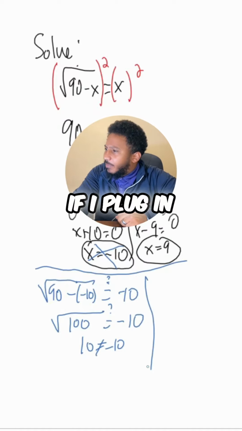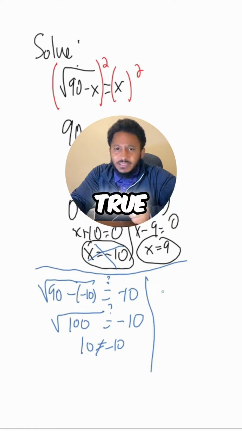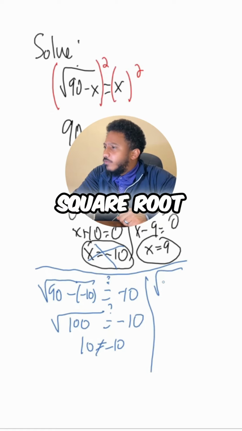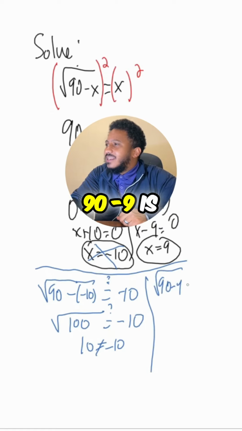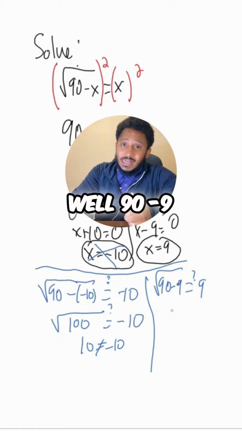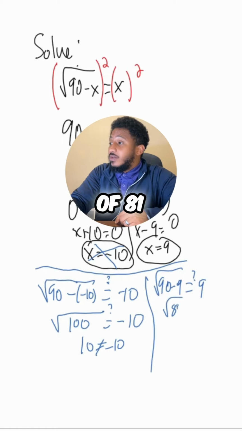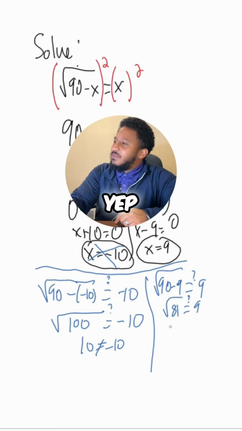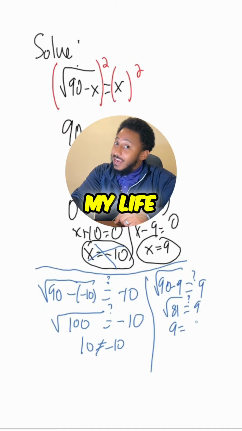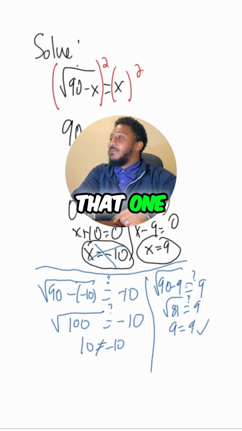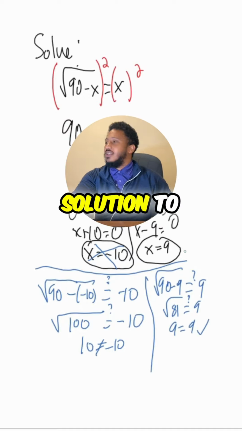Whereas, let's try 9. If I plug in 9, let's see if we get something true. That's the square root of 90 minus 9. Is that equal to 9? Well, 90 minus 9 is 81. The square root of 81, is that 9? Is that true? Yep, 9 equals 9. That's true. That one checks out. So that one would be a solution to this equation.